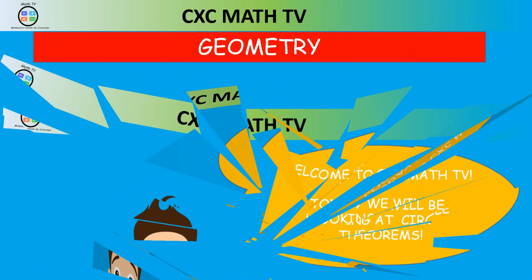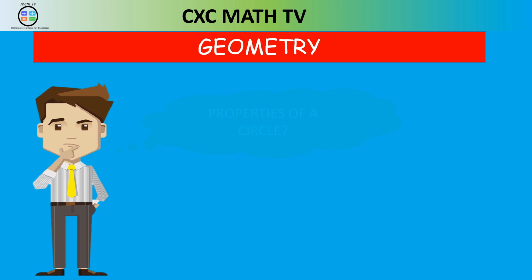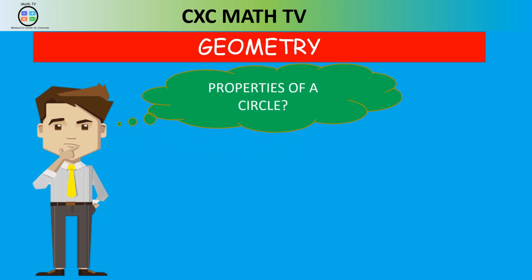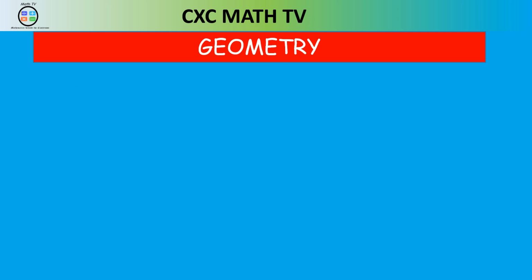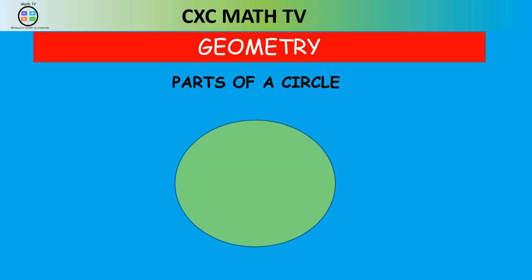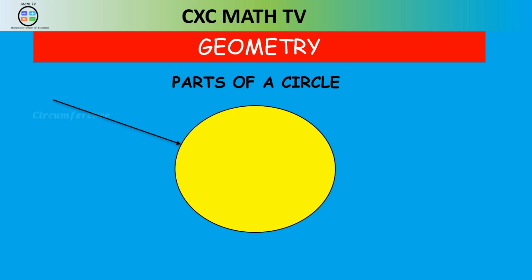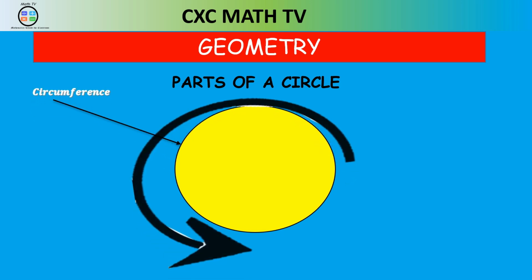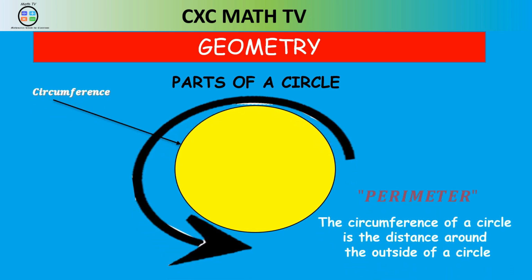Now in doing circle theorem, we're first going to be reviewing the properties of a circle. We must know these. Now the first part of a circle is known as its circumference. The circumference is just the total distance around a circle. Some people like to refer to it as the perimeter. So the distance around the circle is its circumference.